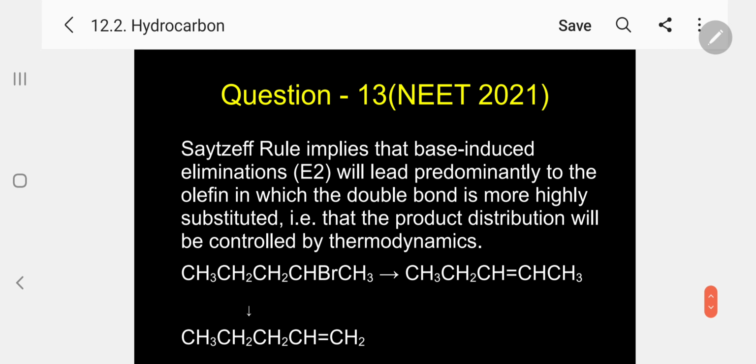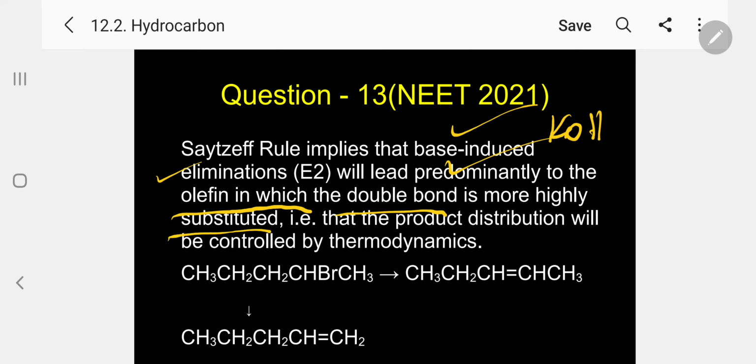Kindly follow. What does the Saytzeff rule say? It implies that base induced elimination, base induced meaning alcoholic potassium hydroxide, E2 elimination, will lead predominantly to the olefin, the alkene, where the double bond is more highly substituted. Please follow, this is the rule. During elimination with alcoholic KOH, the product will always be the alkene containing more substituents on the carbons connected by the double bond. That is more stable due to hyperconjugation, so the product distribution will be controlled by thermodynamics.